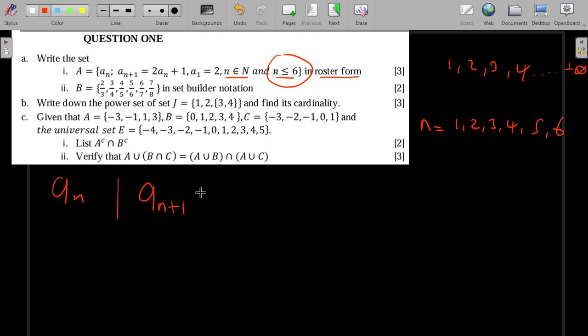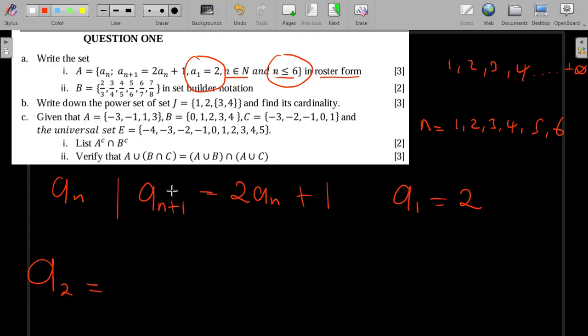And then they're saying this set is a set of all these A_n such that A_(n+1) is equal to 2A_n plus 1. We've been given the first one here. We've been told that A_1 is just going to be equal to 2. So what if we want to find A_2? What are we going to do? I'll follow this formula here.